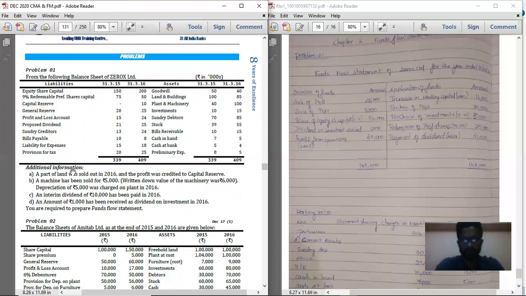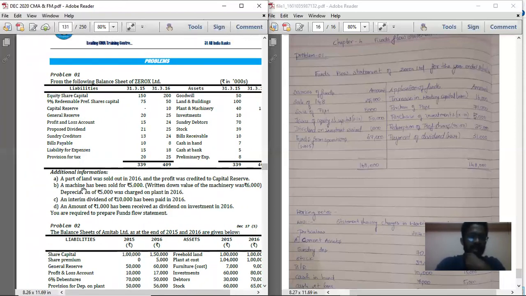So additional information. Point number A, a part of land was sold out in 2016 and the profit was credited to capital reserve. See here there is a fall in land and building. That fall in land and building is 15,000. So that 15,000 land has been sold at a profit of 10,000. That is capital reserve. Whatever the profit on land and building sales, that has been credited to capital reserve. So 15,000 plus 10,000, 25,000 is the sale value of land and building. That is how you should calculate the sale value.